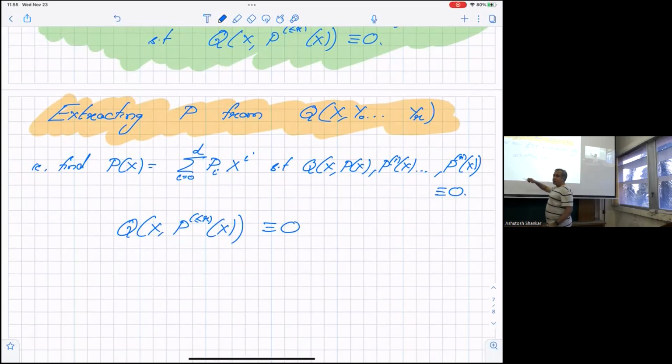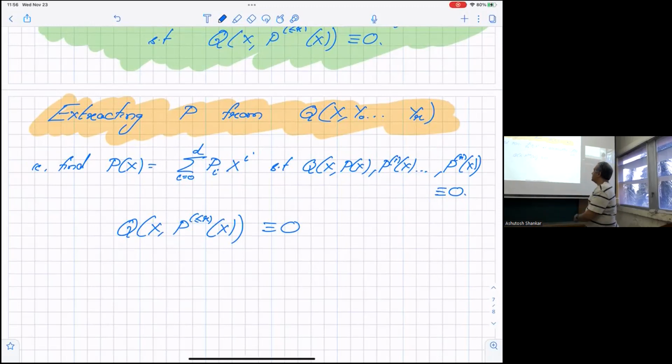I'm going to take derivatives. So which coefficients will not appear? If I go mod x power k plus r, because I'm at most taking r derivatives, I don't need any p_i for i greater than k plus r.